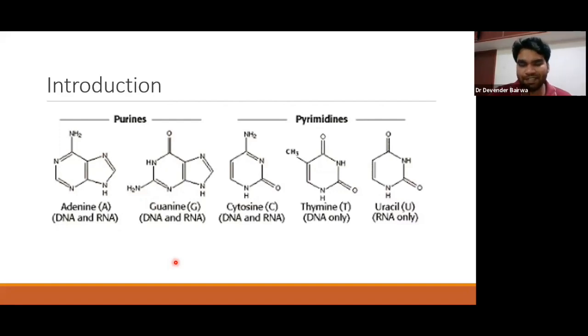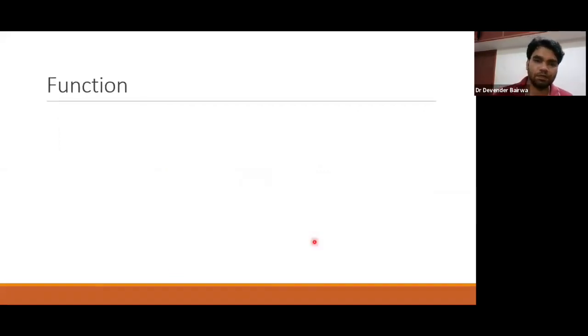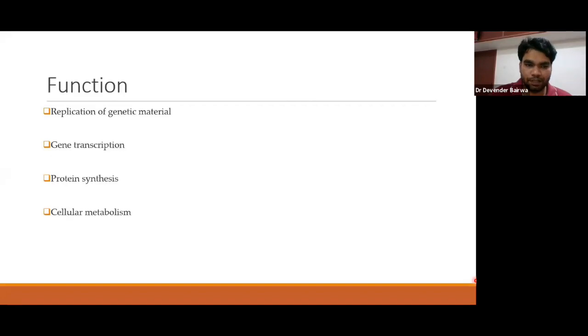In your books, much is written about purines. So purine is actually a more important topic than pyrimidines as far as questions are concerned. Coming to the functions of these bases, they are part of genetic material, so they're important for replication of genetic material. They are important for gene transcription and protein synthesis, and they are important in various cellular metabolic pathways. As we know, ATP contains adenosine. ATP is basically the currency of the cell, and that's how these molecules are involved in various cellular metabolism also.